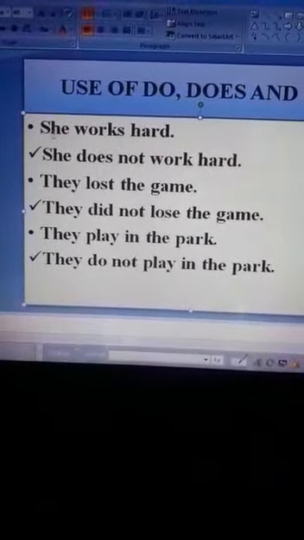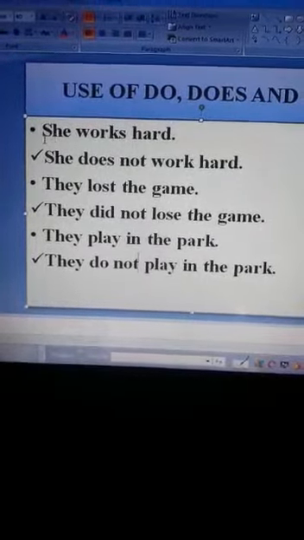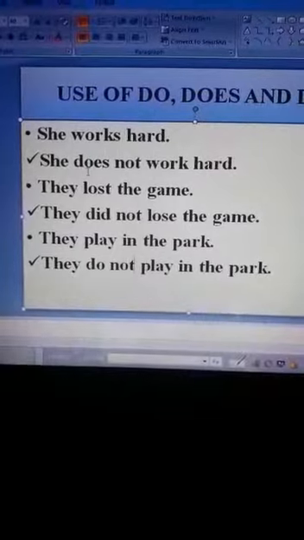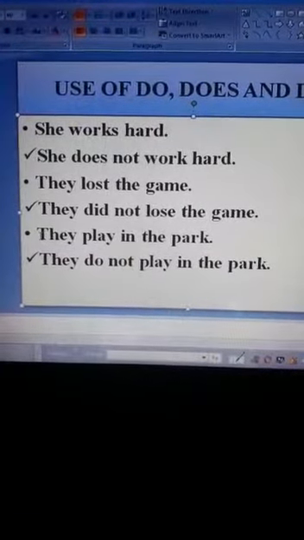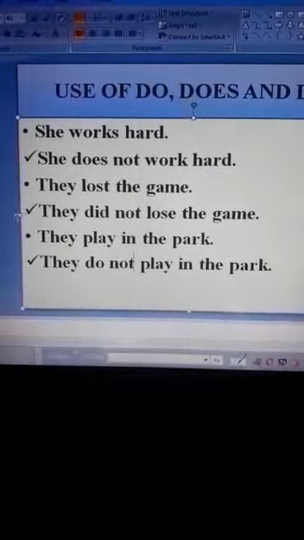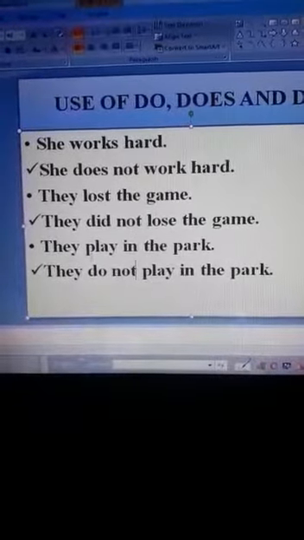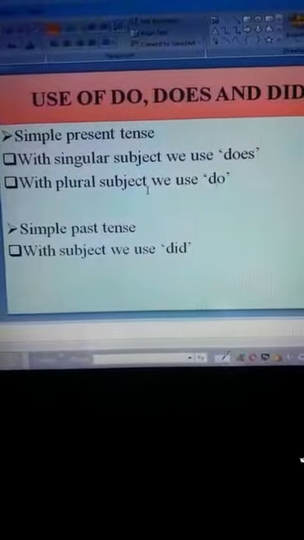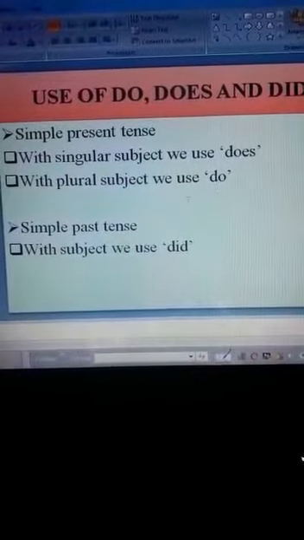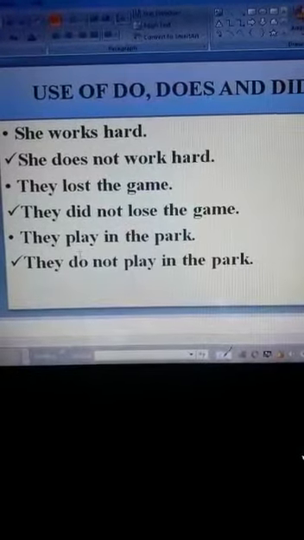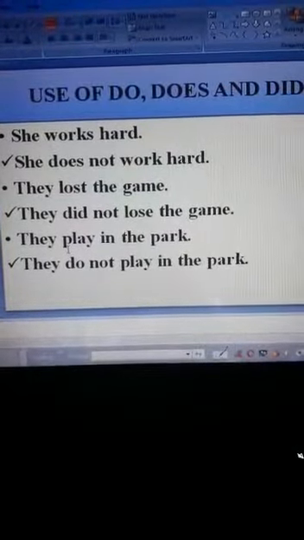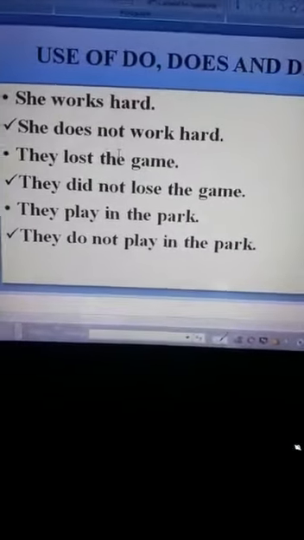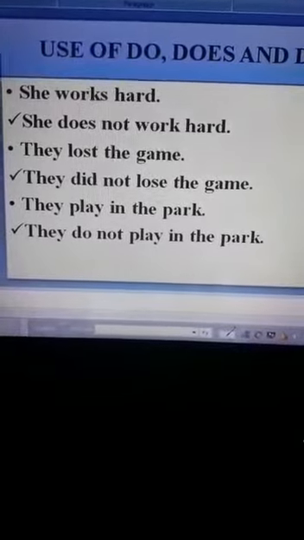But in the present tense we need to see the subject. For example, in the first sentence the subject was singular and for the singular subject we use does. In the third example, They play in the park, this sentence is also in the present tense, but here the subject is plural, and I told you for the plural subject we use do. Clear, everyone? So here: They do not play, play is already in the first form. They do not play in the park.